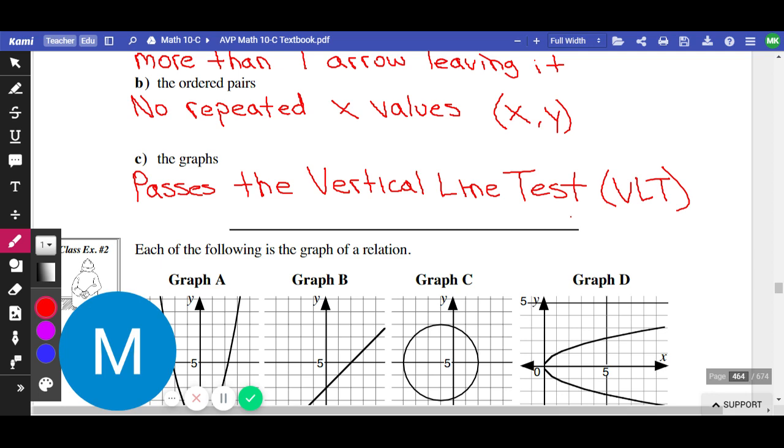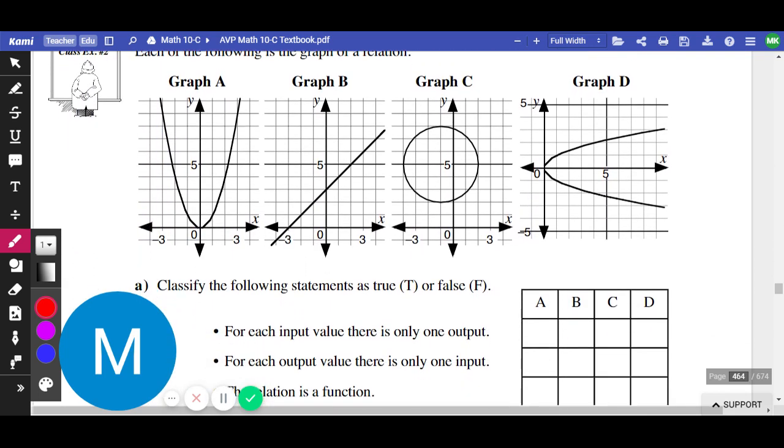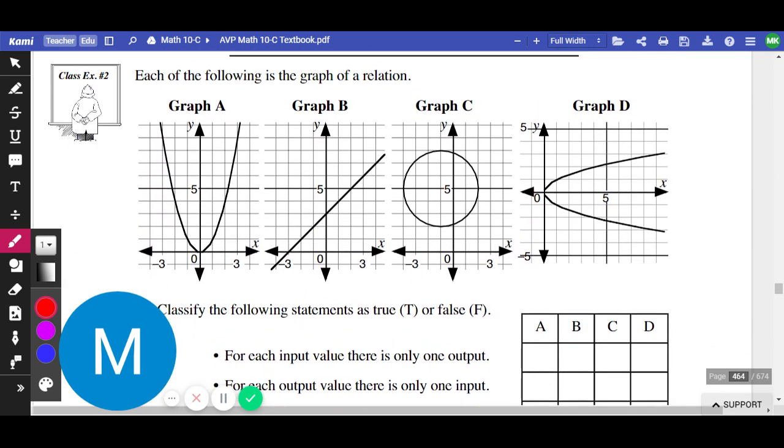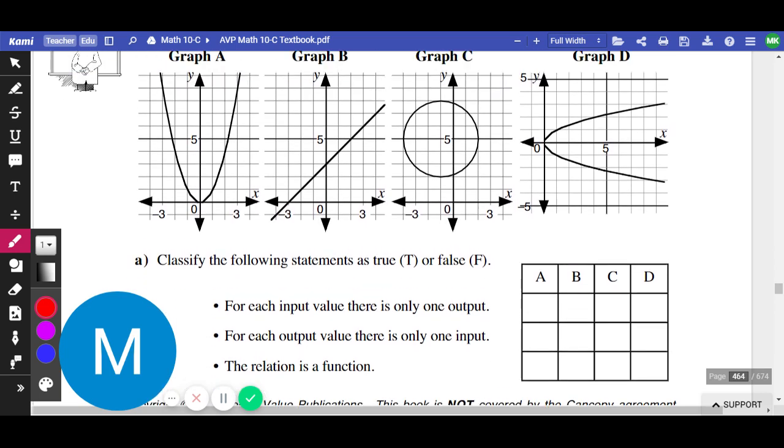Just real quick. All right, class example 2. Each of the following is the graph of a relation. We're going to answer right at the bottom, there's like a little chart in the bottom right-hand corner. We're going to do true or false for those things. So it says, for the following statement, true or false. Number 1, for each input value, there's only one output value.